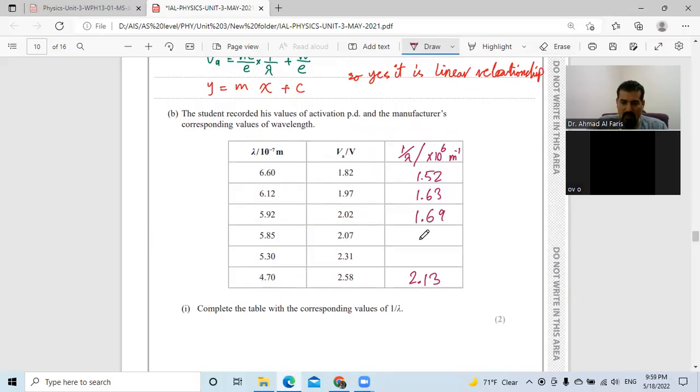1.69, 1.71, 1.89, and 2.13. Okay, these are the values. You can see I wrote them to the same 3 significant figures, right? And the values are times 10 to the power of 6, and the unit is per meter.